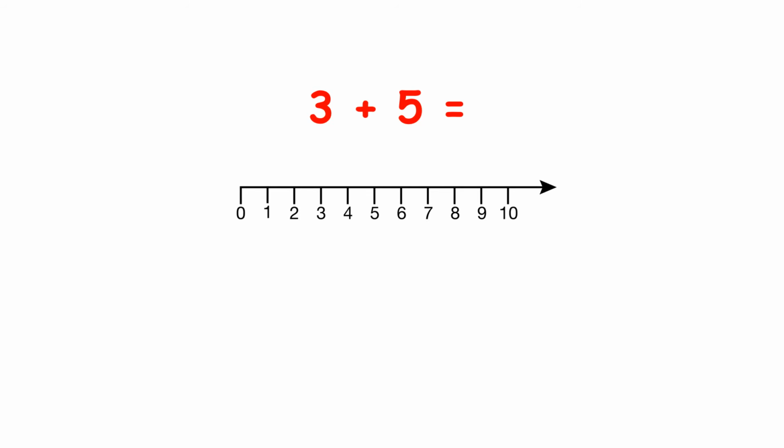Well, I can start on the number 5 and jump on 3, because remember with addition, order doesn't matter. So really here I'm doing 5 plus 3, but I know that it's going to give me the same answer. So if we start on 5 and jump on 1, 2, 3, I've landed on the number 8, so 3 add 5 makes 8.